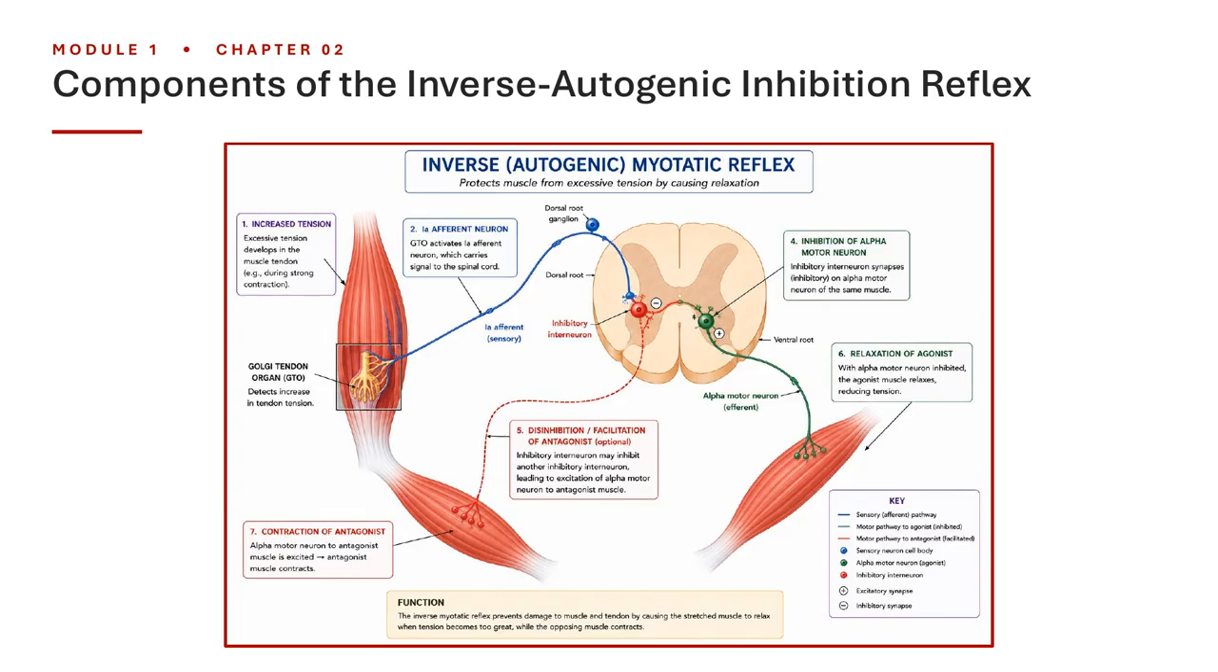This is why it's called autogenic. The muscle inhibits itself. And why it's called inverse: the myotatic reflex causes contraction, while this reflex causes the opposite, relaxation. This mechanism is also clinically relevant in UMN pathology, where its disruption contributes to a phenomenon called the clasp knife response, which we'll come back to.